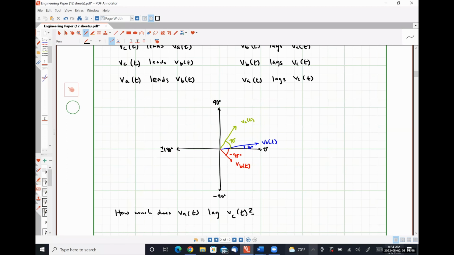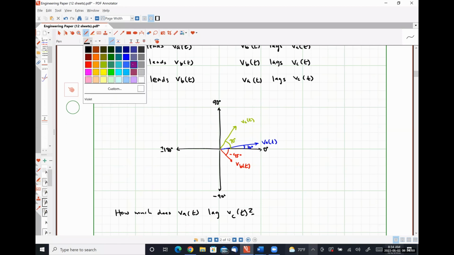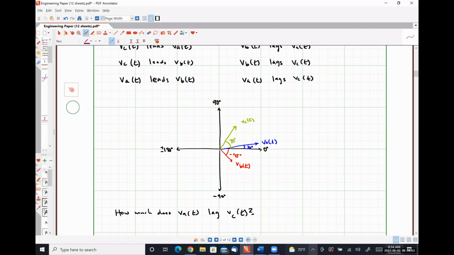Okay, so we're going to start measuring from VC because that's our reference. And we're going to measure our angle in a clockwise fashion, like so. And we're going to stop when we hit VA. So in this case, this is simply 70 degrees minus 10 degrees, which is equal to 60 degrees.